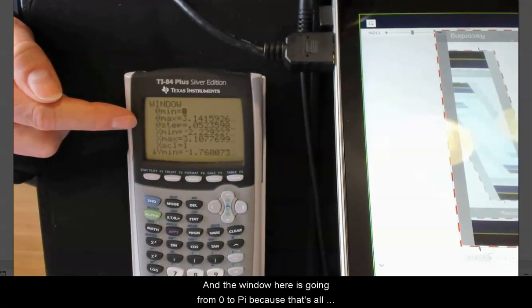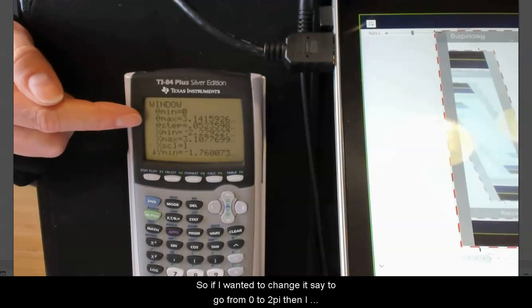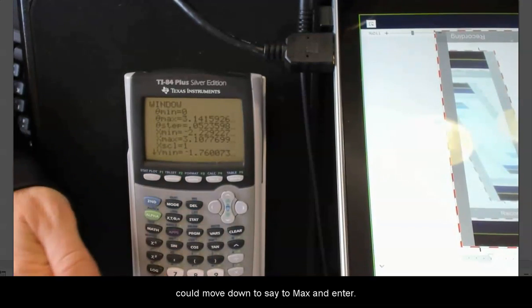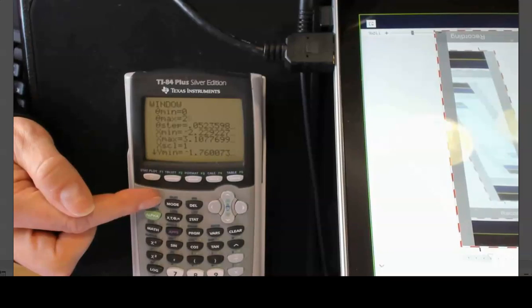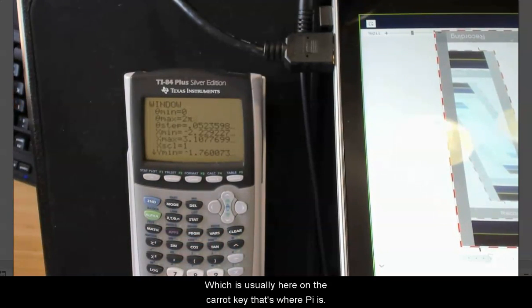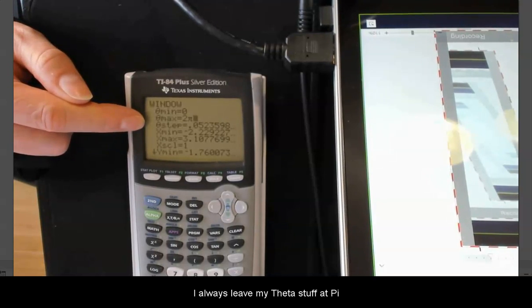The window here is going from 0 to pi, because that's all it takes in order to draw one picture of the rose. If I wanted to change it, say to go from 0 to 2 pi, then I could move down to theta max and enter 2 pi, which is usually here on the caret key. That's where pi is. I always leave my theta step at pi divided by 60.